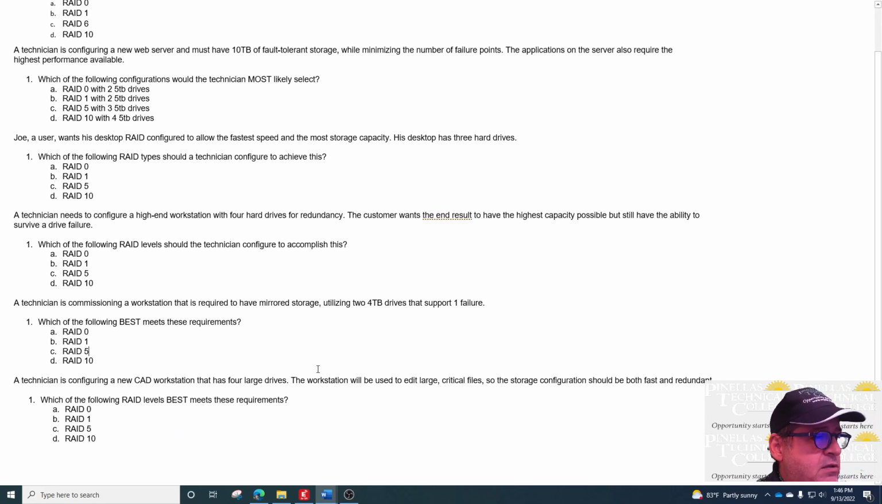All right, next question, last question. A technician is configuring a new CAD workstation that has 4 large drives. The workstation will be used to edit large critical files, so the storage configuration should be both fast and redundant. Okay, so redundant takes out RAID 0.